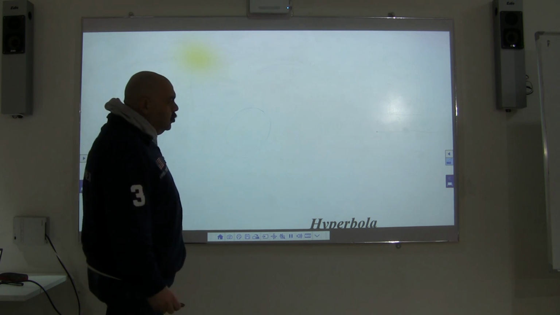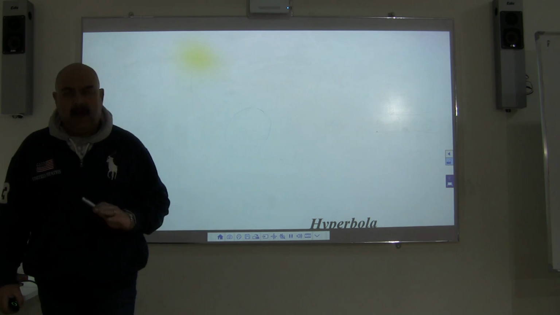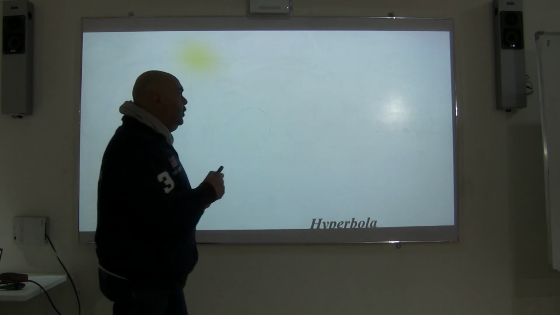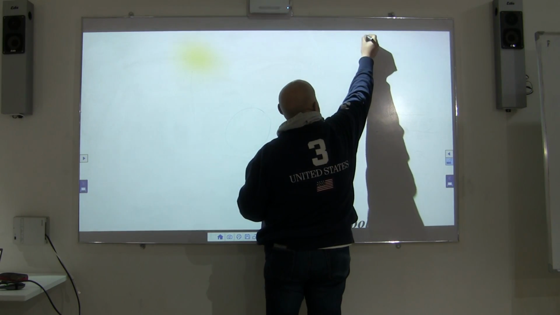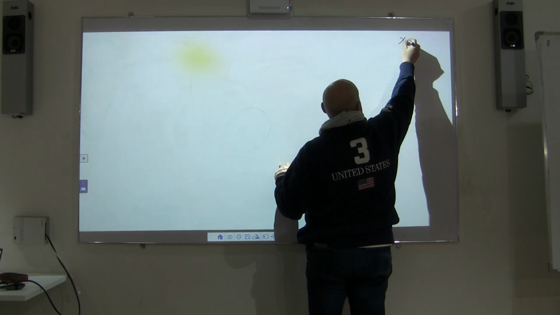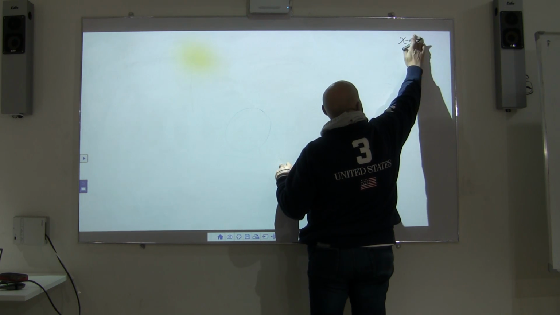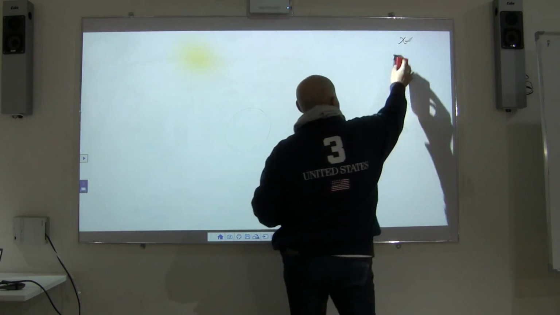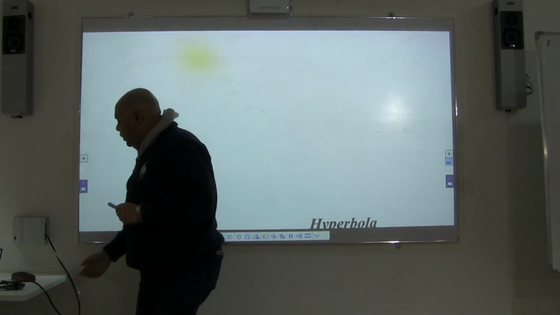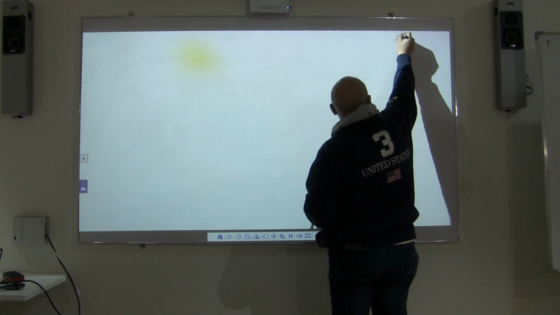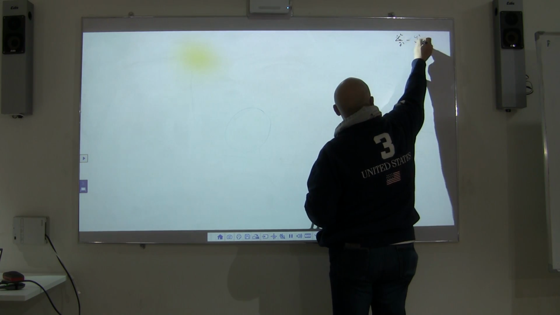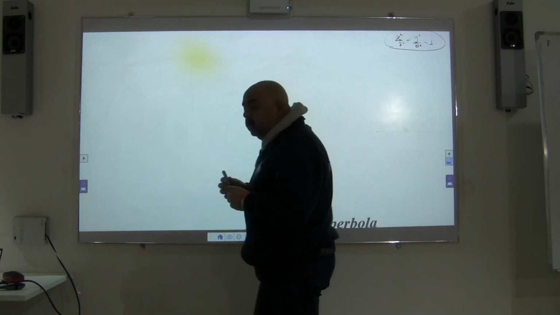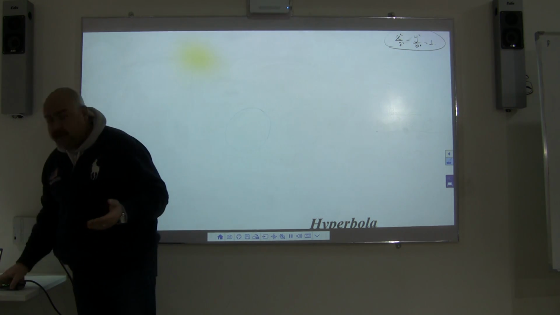Okay, if I want to graph or give a sketch for a hyperbola, let me deal with the standard case where the origin is the center of the hyperbola. So if I have x squared over a squared minus y squared over b squared equal to 1, how do I sketch this hyperbola?